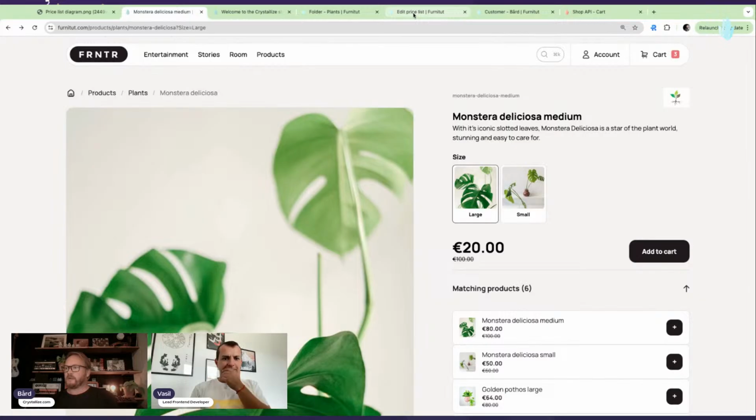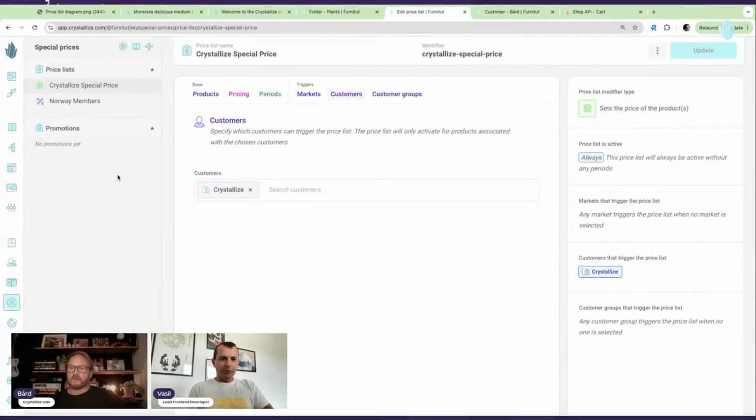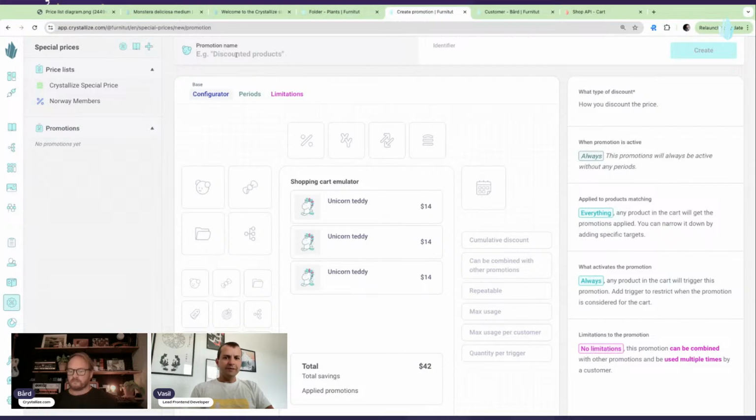Should we make one? Yeah, let's see how we can set up a promotion. Maybe 3 for 2. I think this is quite a common use case that we've seen. Yep. 3 for 2, X for Y. Then we do 3 for 2.